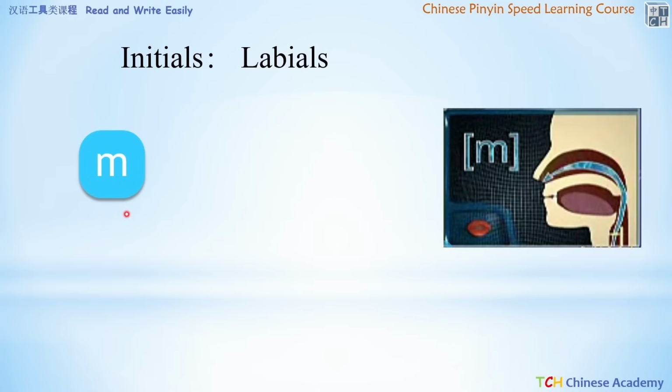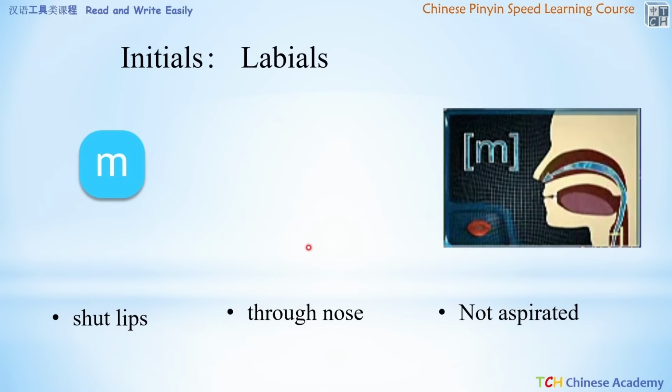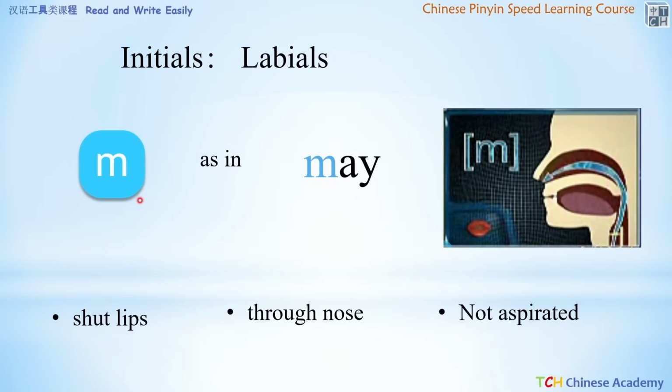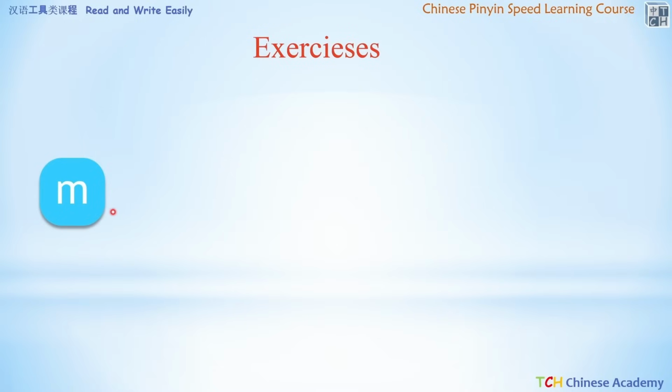Next is m. When pronounced m, we need to shut the lips tightly because they are labial sounds. The air is blocked and then let out through the nasal cavity this time. And this sound is not aspirated, just as in the English word may. Mo, mo, mo.